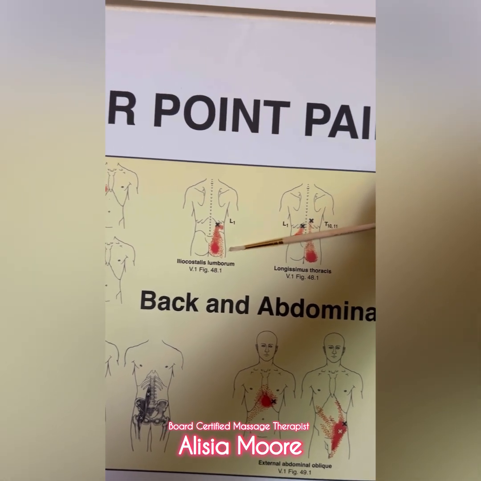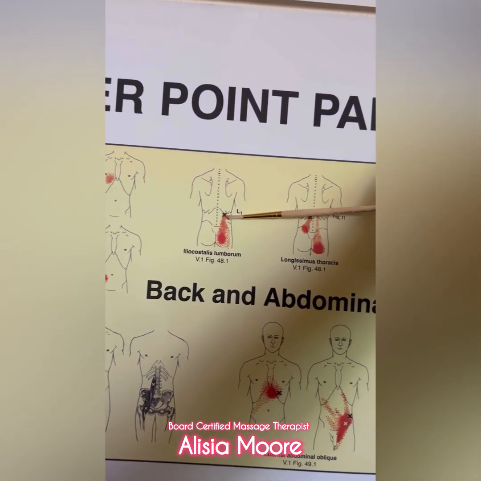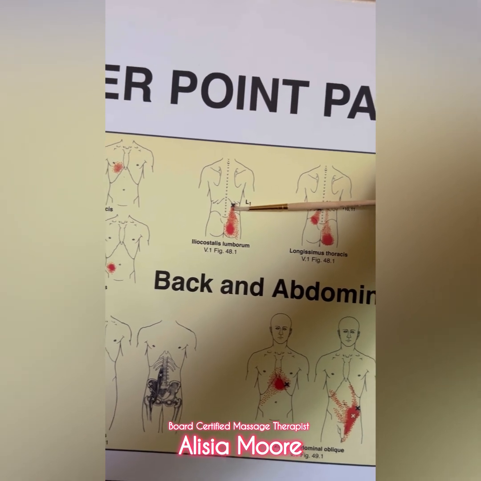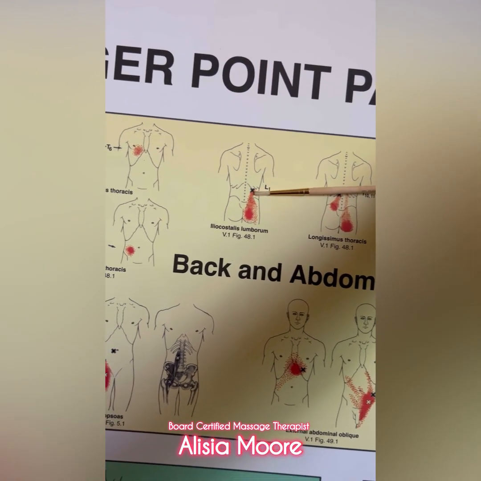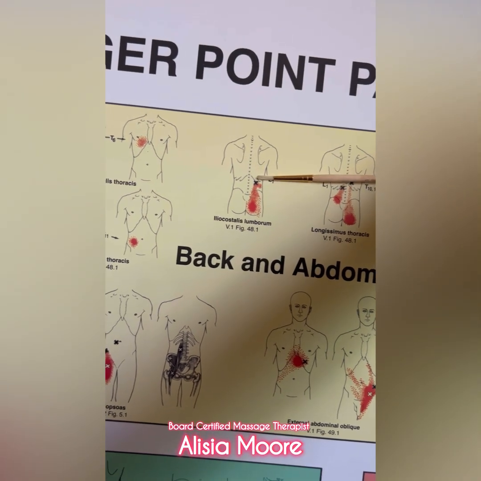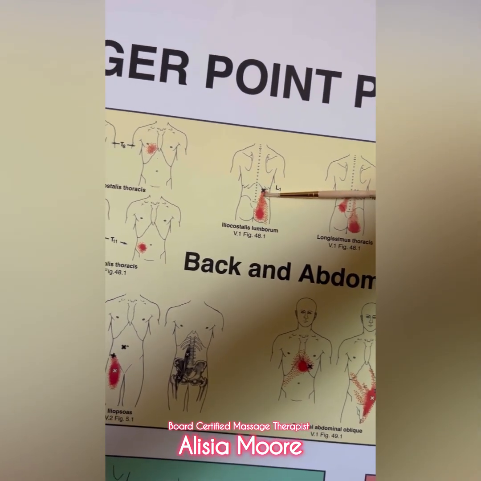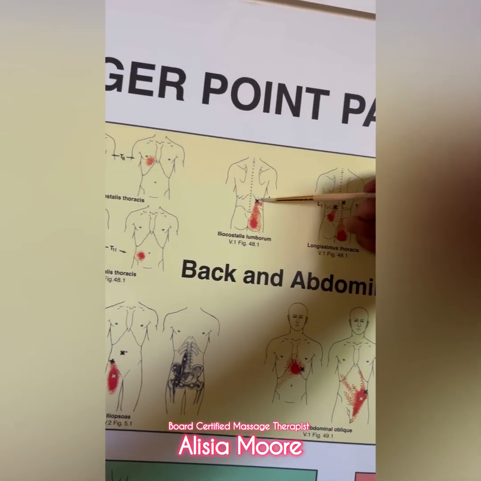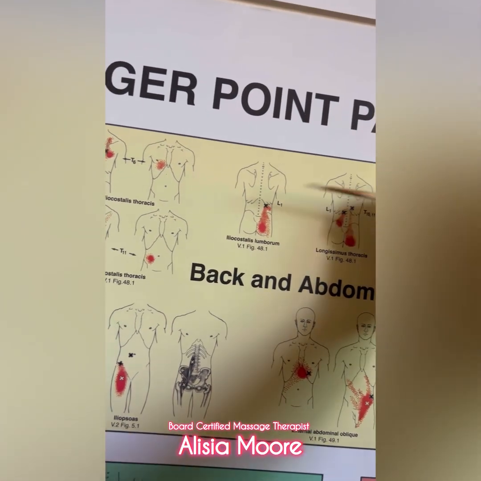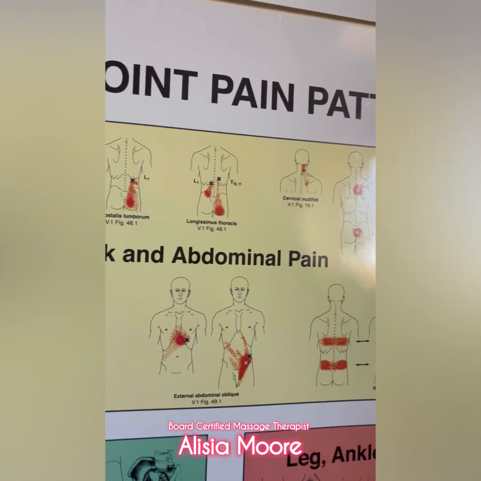When the iliocostalis lumborum has trigger points, typically I do find them right at the bottom of the ribs, maybe a little bit even up. And yeah, it will send referral pain down into the hip.